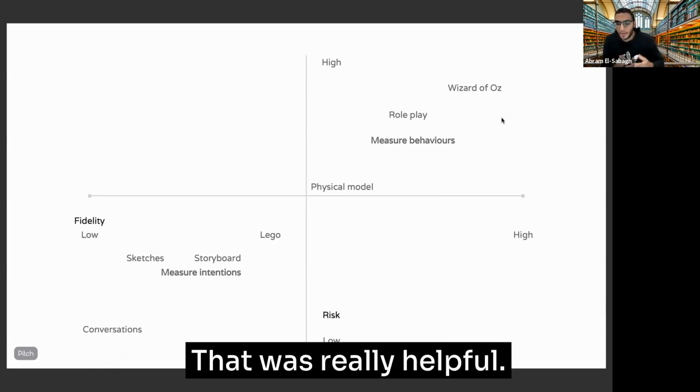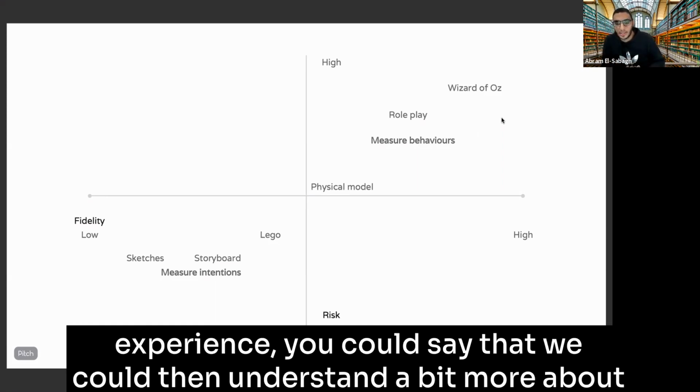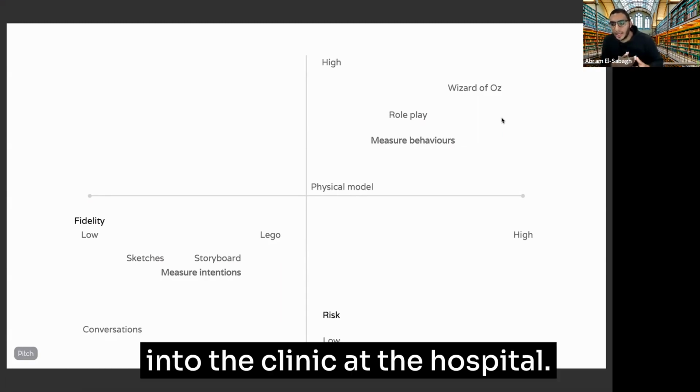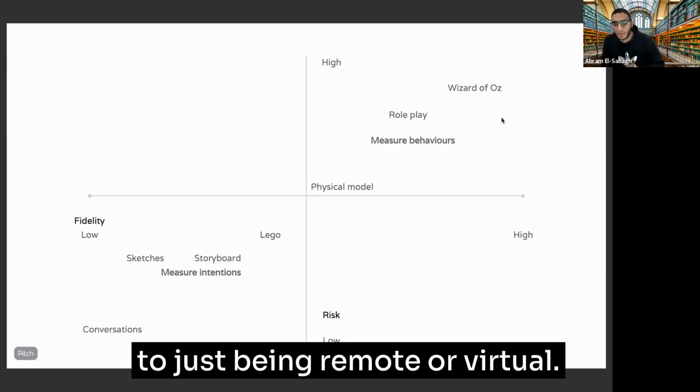that was really helpful. But it wasn't until we created this actual experience, or physical experience, you could say, that we could understand a bit more about how maybe lawyers need to be embedded into the clinic at the hospital so that it's really easy for the nurse to refer to them, as opposed to just being remote or virtual.